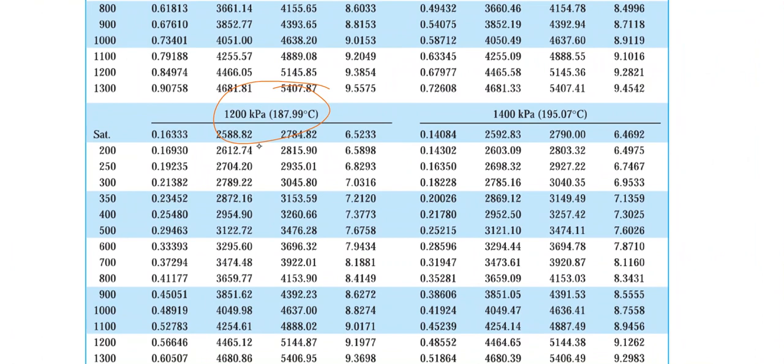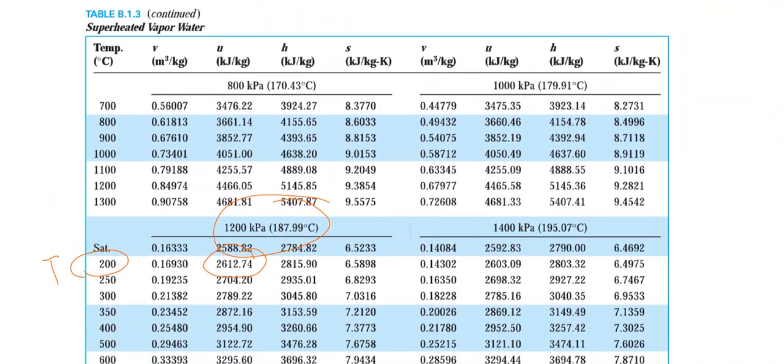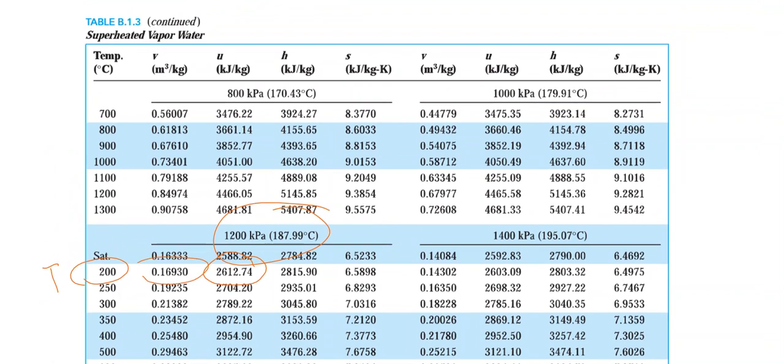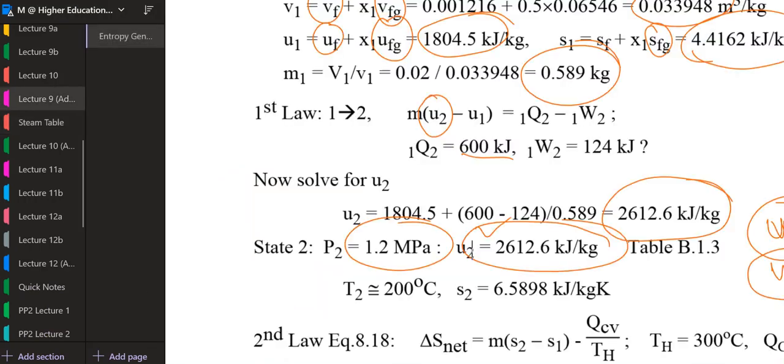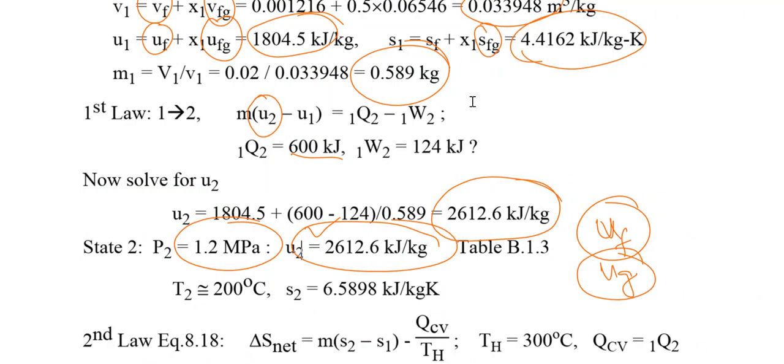Yes, so I've got it anyway. 2612.74 is already there, and that corresponds to a temperature of 200 degrees centigrade. So at 1.2 megapascal, 2612.74, I've got the superheat temperature, which is 200 degrees centigrade. I've got the volume, which is 0.16930, and the entropy, which is 6.5898. So moving back to the question, temperature is this one, and entropy is this one.